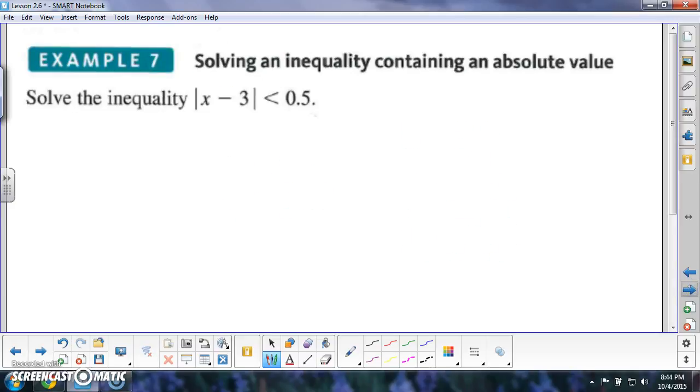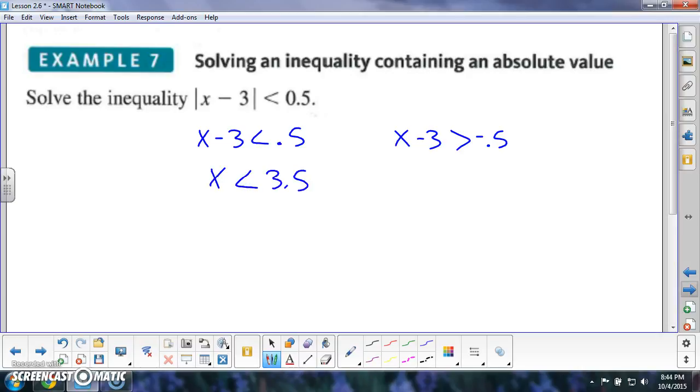We'll also have some absolute value inequalities. Similar to solving absolute value equations, solving this absolute value inequality, we write an inequality out like this without the absolute values. We write another one. We switch the symbol, and we switch the 0.5 to a negative 0.5. And now solving both of these would give us our solution.